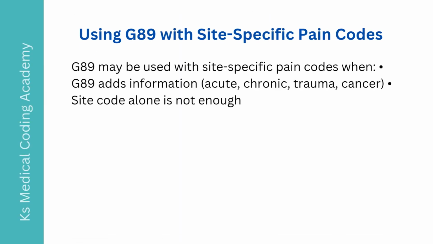Combining G89 with site-specific pain codes. Category G89 codes can be used with site-specific pain codes when G89 adds extra information, such as acute or chronic. The site code alone is not sufficient.